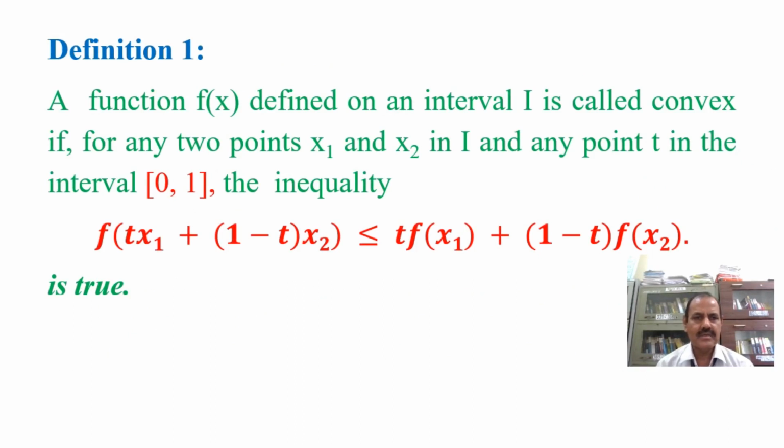Now let us discuss the convex functions and concave functions. A function f(x) defined on an interval I is called convex if for any 2 points x1 and x2 in I and any point t in the interval [0, 1], the inequality f of (t x1 plus (1 minus t) x2) is less than or equal to t times f of x1 plus (1 minus t) times f of x2 is true. If this expression is true, then the function f is called a convex function.